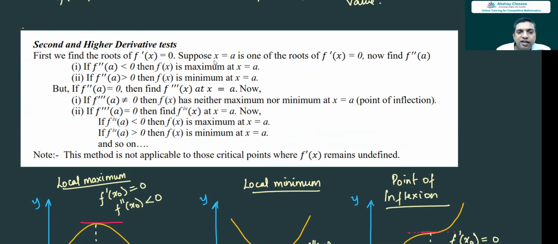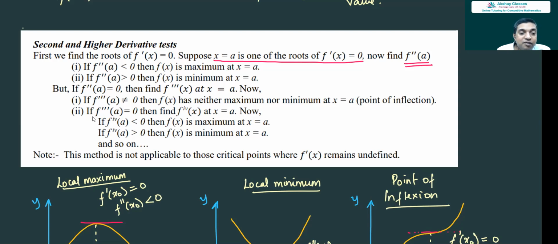So let us say at x equal to a, f dash x is 0. Now find f double dash a. If f double dash a is negative, that means f of x is maximum at x equal to a. If f double dash a is positive, then f of x is minimum at x equal to a. But if f double dash a is 0, now you cannot conclude. Find f triple dash x. And if f triple dash x is not equal to 0, then f has neither maximum nor minimum at x equal to a. It's a point of inflection. This is the higher test.